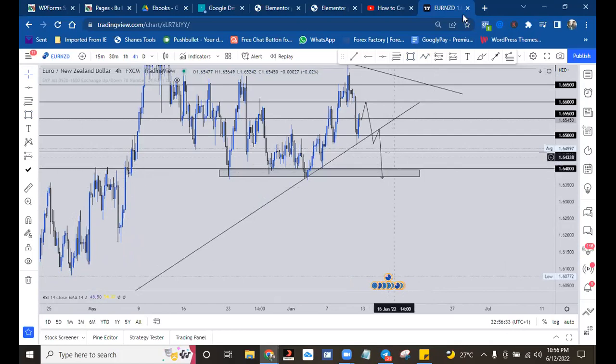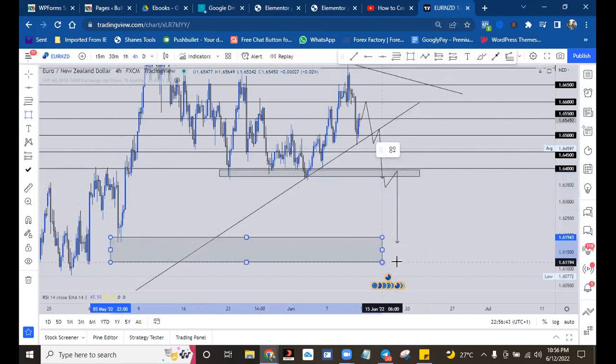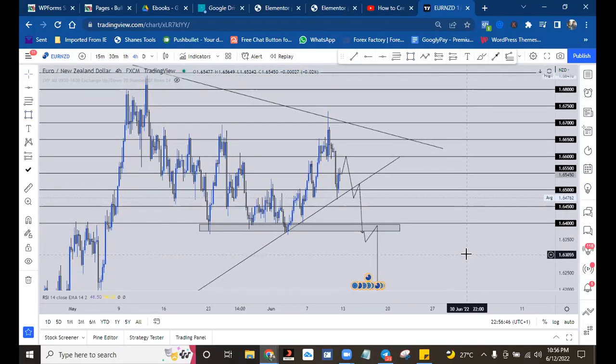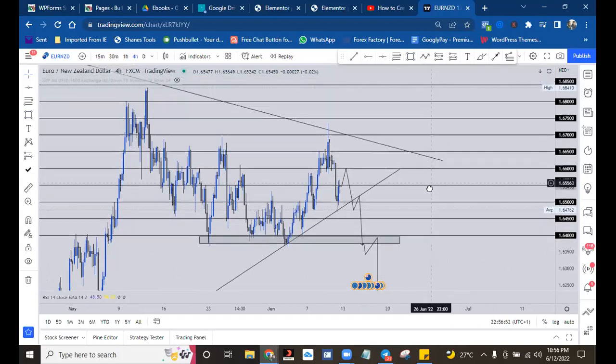But if price ends up breaking even lower, then I don't need somebody to tell me that it's going as low as what is here. So that's what I should be expecting on Euro New Zealand this week. But if anything happens, because we know that this is Forex, and in Forex, anything can happen.